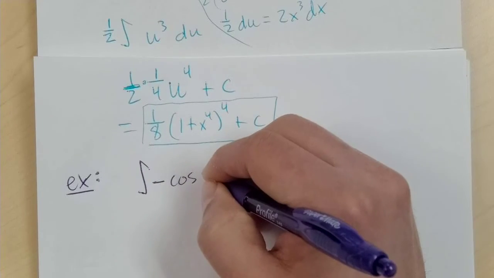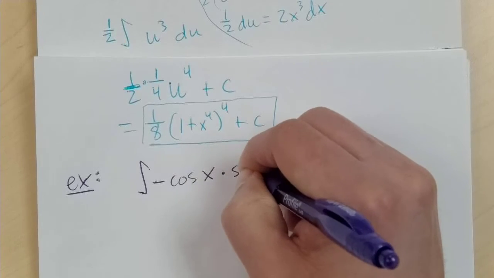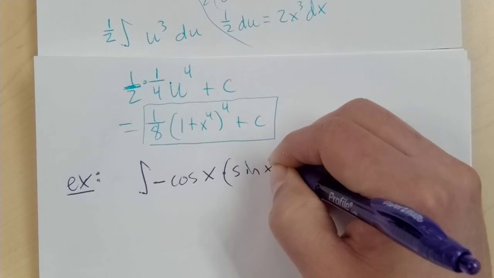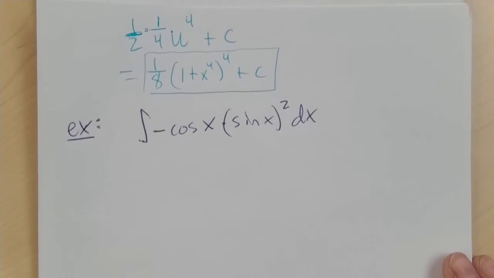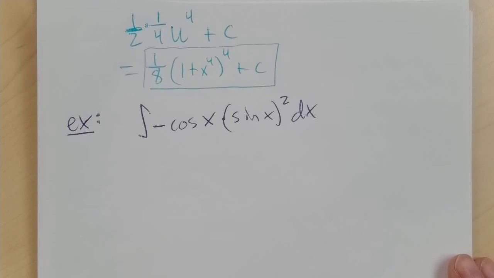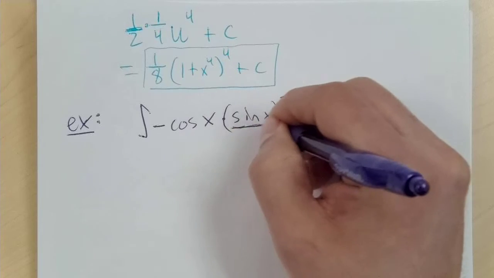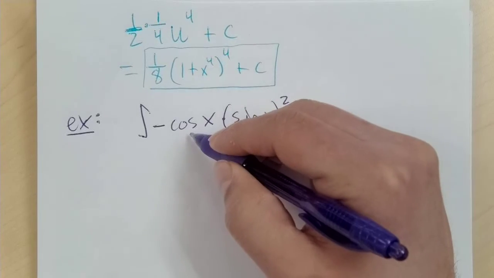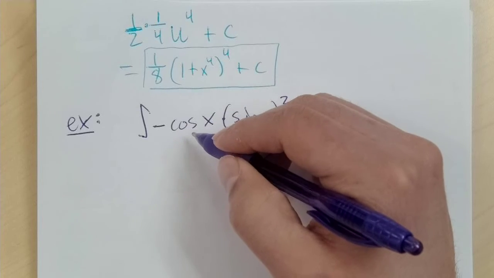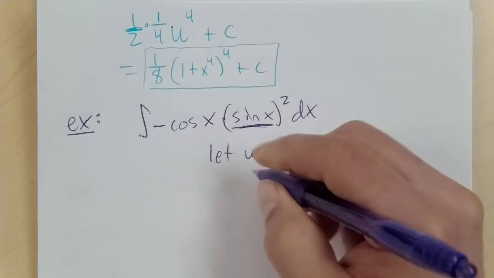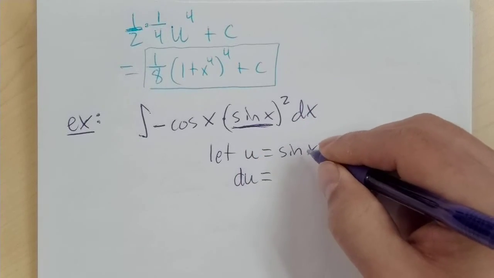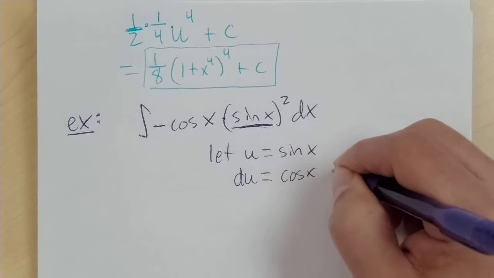The integral of negative cosine of x times sine of x squared dx. Okay. So again, we don't know the antiderivative of minus cosine x sine squared. However, in here I have sine, and I know that the derivative of sine is cosine, so I almost have the derivative out here. Okay, so let's let u equal sine of x. So that means du would be the derivative of sine of x, which is cosine x dx.